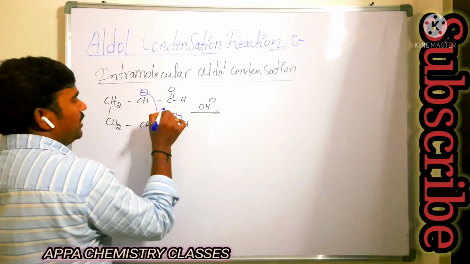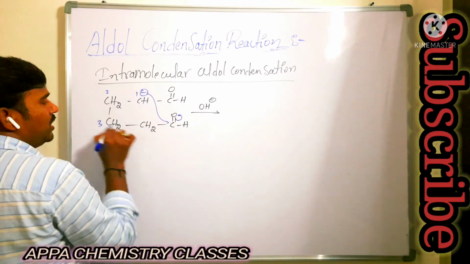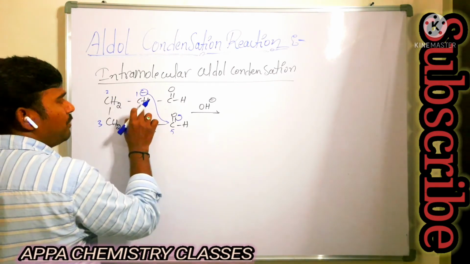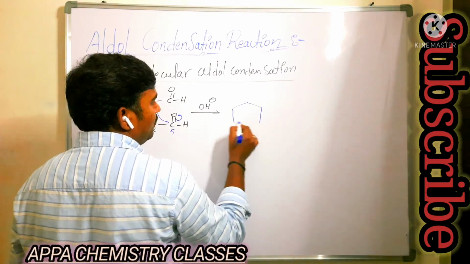Now you take the numbering from this. From this carbon you take 1, 2, 3, 4, 5. So the bond is formed between 1 and 5.